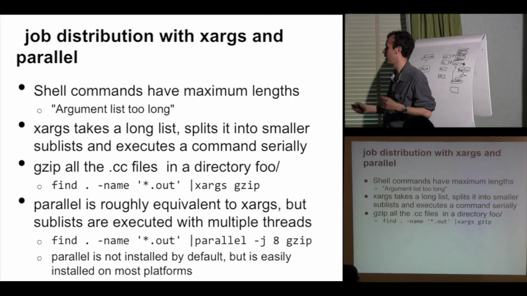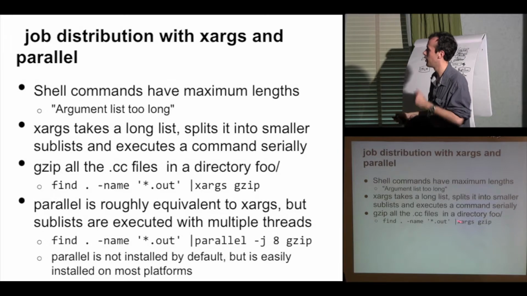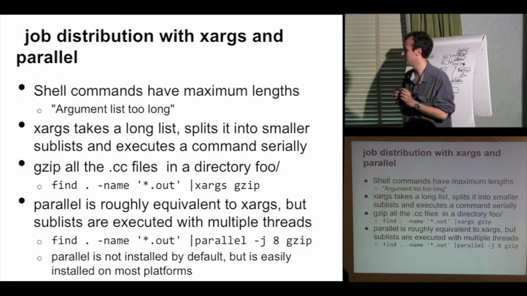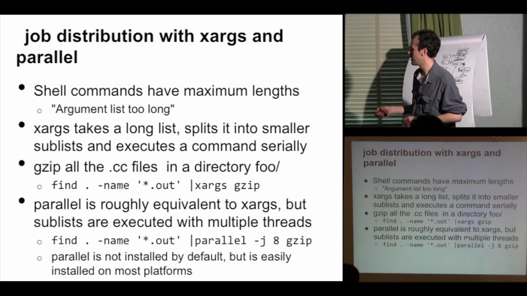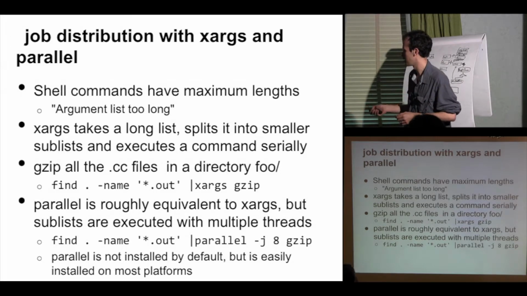So this is useful for handling lots of data at once. And this will run on one thread. So parallel is really similar to xargs in its syntax, but it will actually execute the sublists in multiple threads. So if I do this, basically these two things do the same thing, except this does it on 8 cores, or however many you specify with -j.